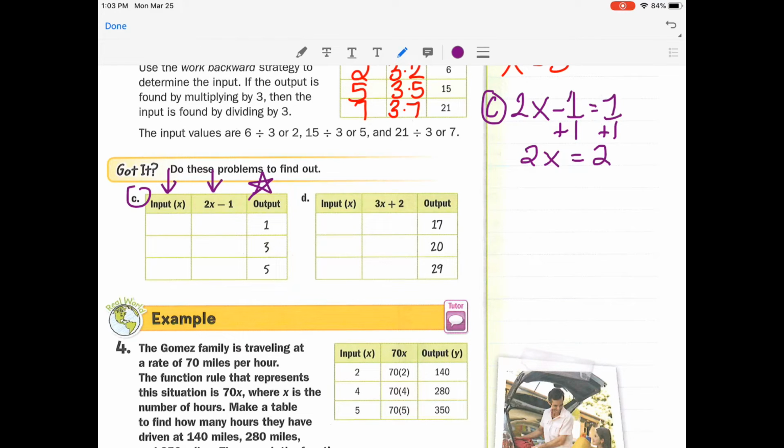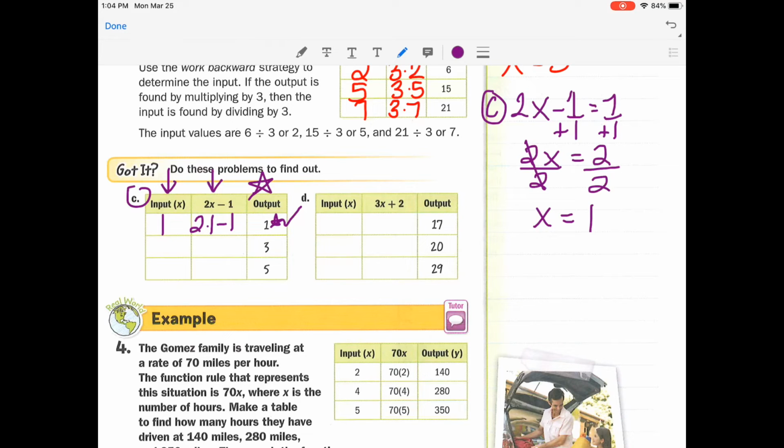And I'm not done yet because I now have to divide each one by 2. So when I divide each one by 2, this side I'm left with just x, and this side 2 divided by 2 is 1. So we believe that our input is 1. Now we have to check it. We want to make sure 2 times 1 minus 1. So 2 times 1 is 2. 2 minus 1 is 1. Check.